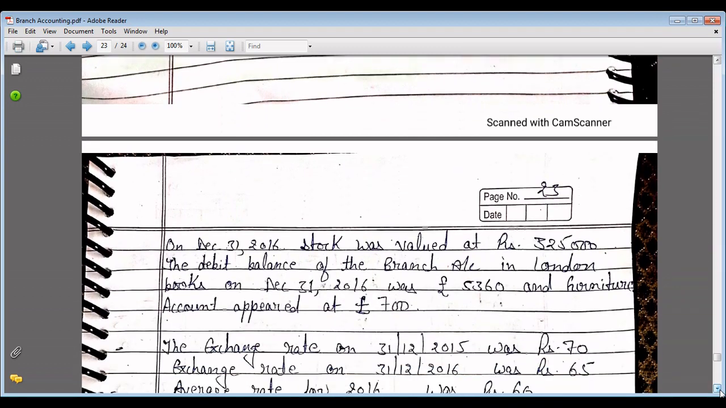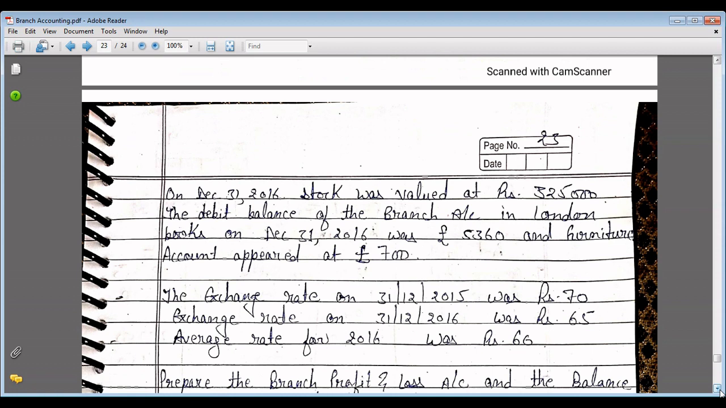On December 31st, 2016, stock was valued at rupees 3,25,000. So this is the closing stock, and the stock given in the trial balance is the opening stock. The debit balance of the branch account in London books on 31st December 2016 was 5,360 pounds, and the furniture account appeared at 700 pounds.